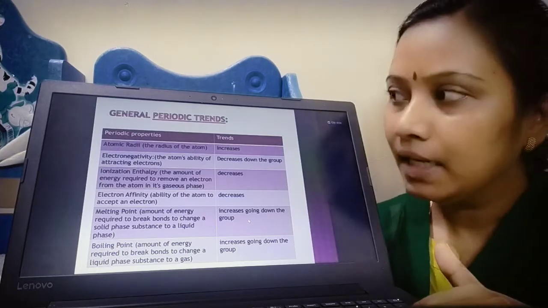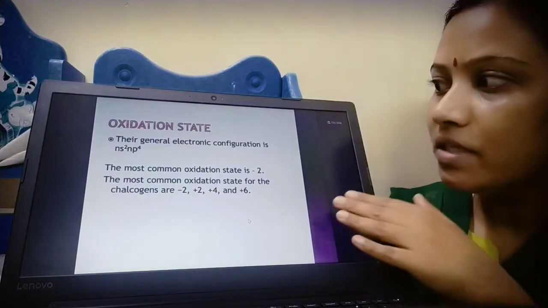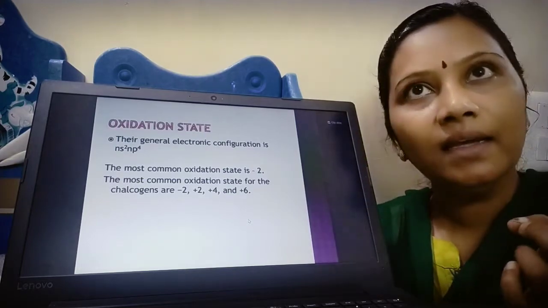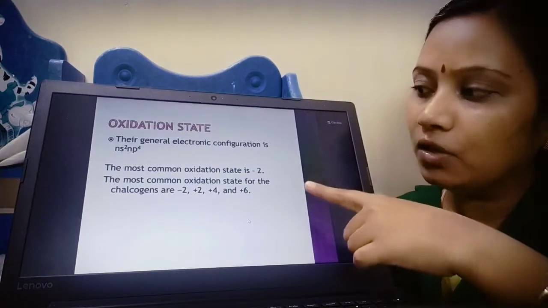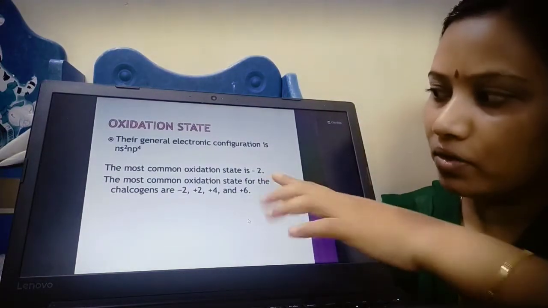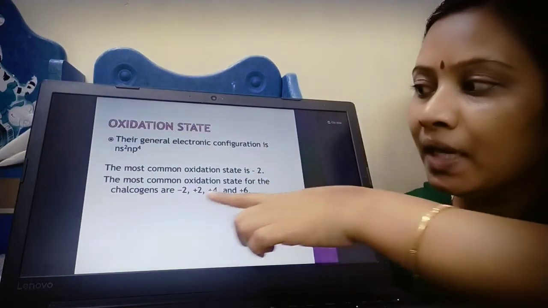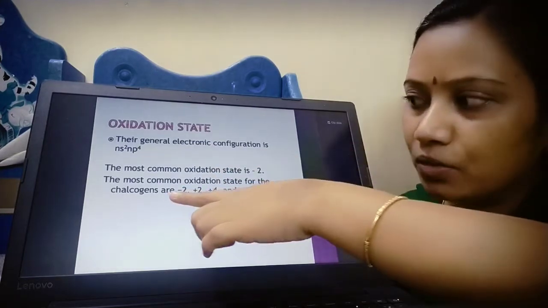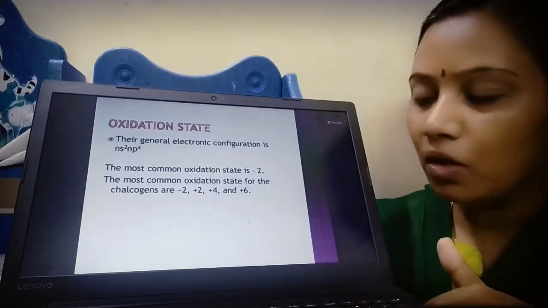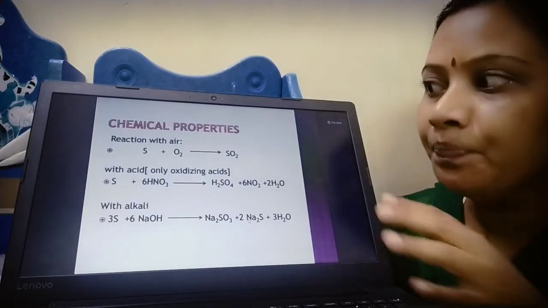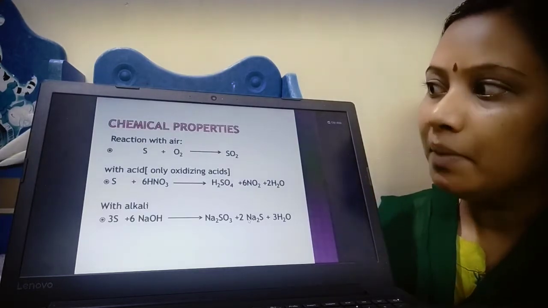Easily you can remember. Then what is the oxidation state? I told you there nitrogen exists between -3 and +5. Here the most common oxidation state is -2. For almost all the chalcogens, it can be -2, +2, +4, +6. These are the possible oxidation states of these elements. Now, moving to chemical properties.